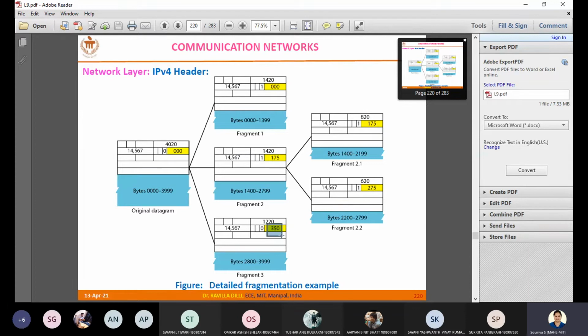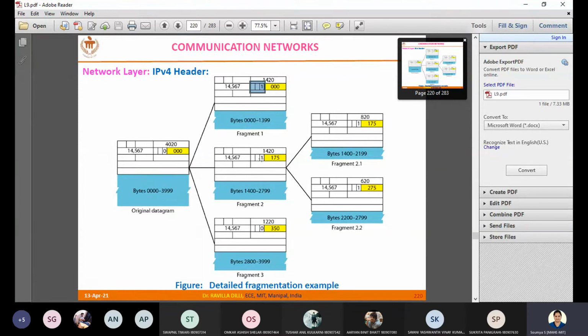Similarly, the next. Observe over here the flag bits. These are the 3 flag bits. The first one is not used. The second flag bit is D, that is don't fragment. The third flag bit is more fragment. Since the original datagram had been broken down into fragments, the last flag bit is set to 1, that is, more fragment is set to 1, which means there are more fragments that are yet to arrive which belong to this particular datagram.